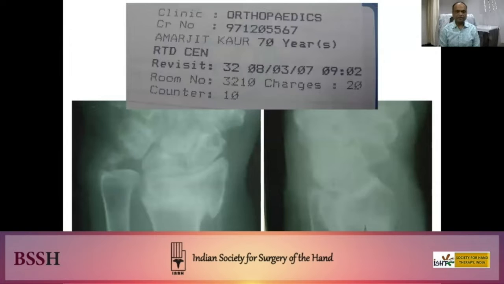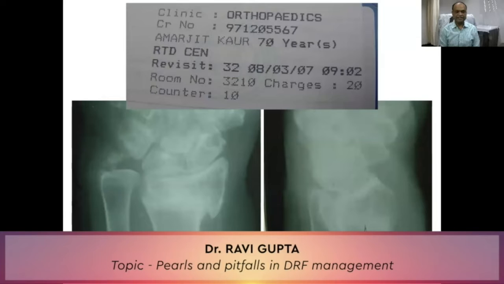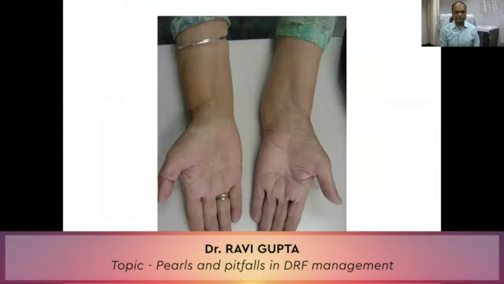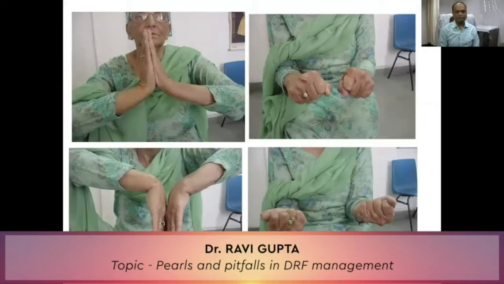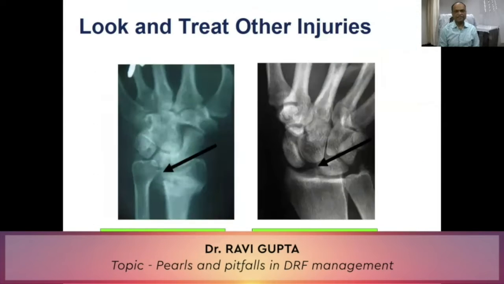For example, this is an elderly lady. This is a minimally displaced fracture. You can see that there is some malunion and a prominence of the ulnar head, but still she has good function. So you can treat such fractures non-operatively.